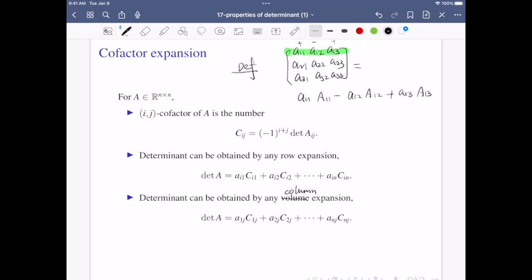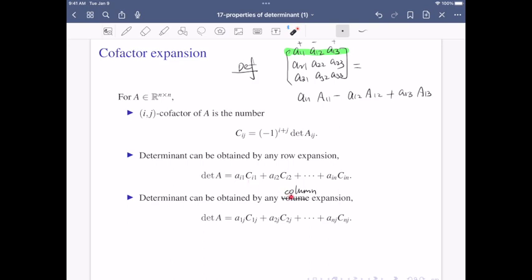Now, in this proposition, suppose you have a square matrix A. We first define the ij cofactor of A, which is the determinant of its minor times negative 1 to the i plus j. If i plus j is even, then this is 1. If odd, then this is negative 1. Now we can do row expansion along the ith row. So determinant of A is the same thing as expanding the ith row by multiplying each entry by its cofactor.